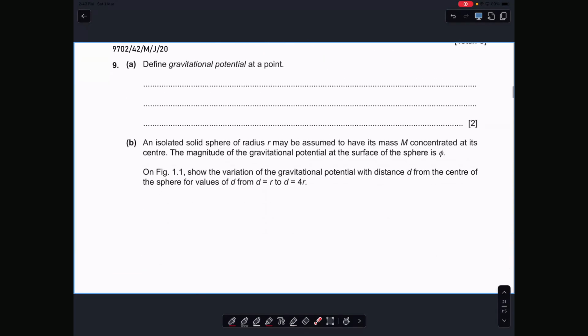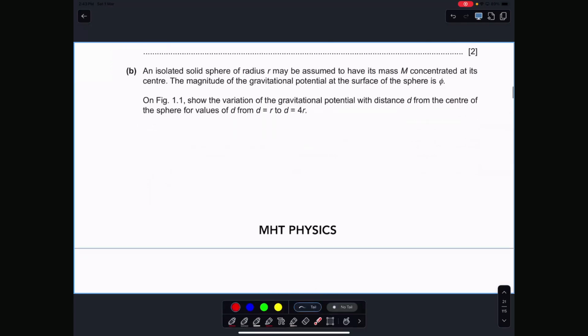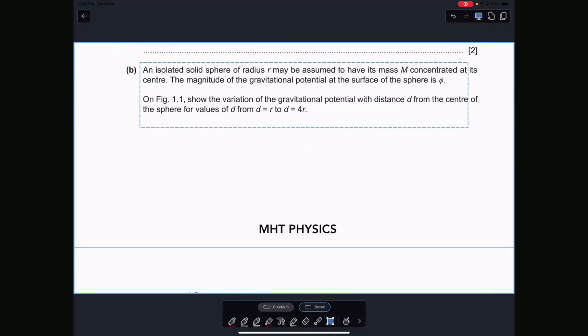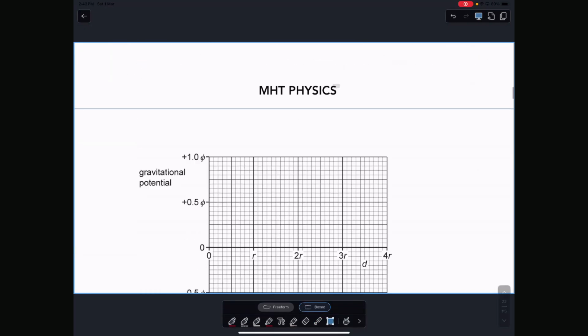Right, so here let's see the question: define gravitational potential. We have seen this. Look at this a bit, it's a graph. Let's see how the graph looks like.